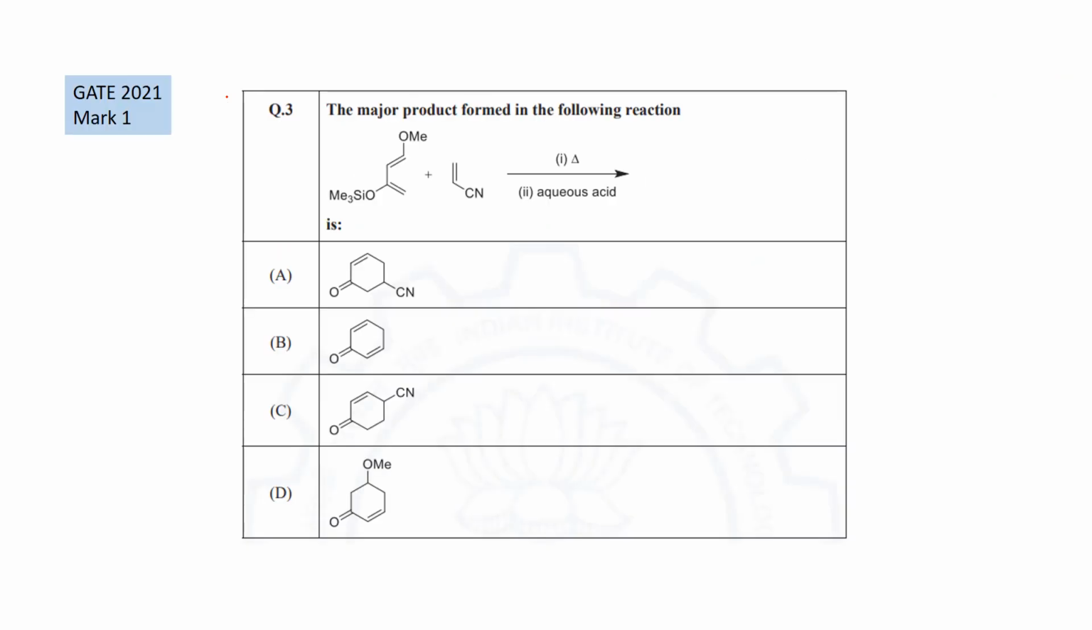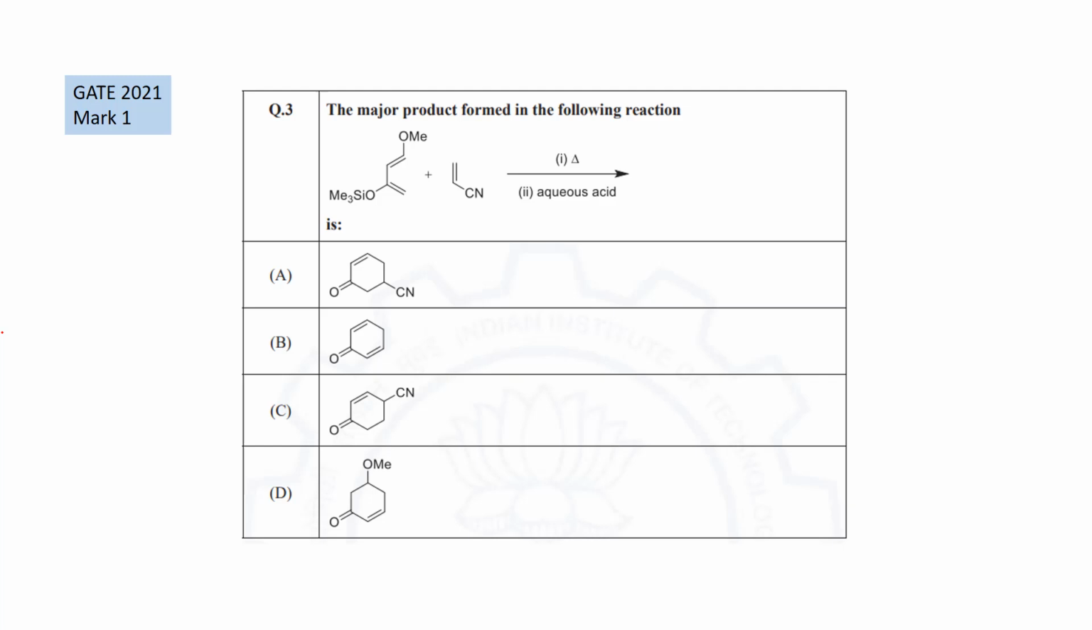So another question from GATE 2021. What is the major product formed in the following reaction? By seeing this diene and dienophile, you know it will be a Diels-Alder reaction, because all are 6-membered rings. How will they combine to get a product? The groups on the dienophile and diene determine the steric bulkiness, and they also create an electronic effect.